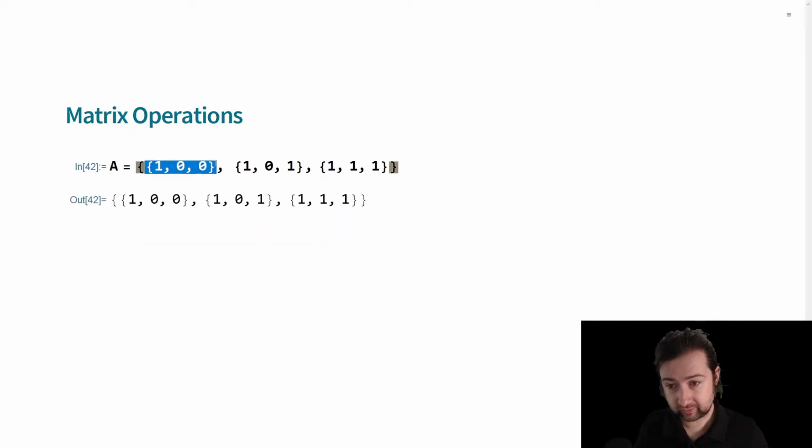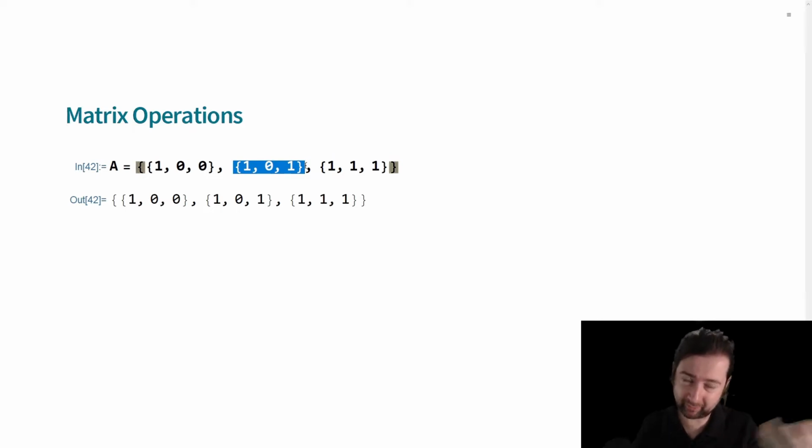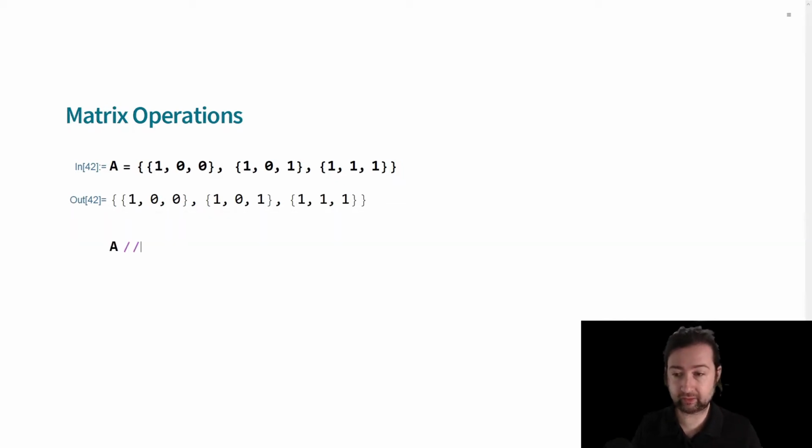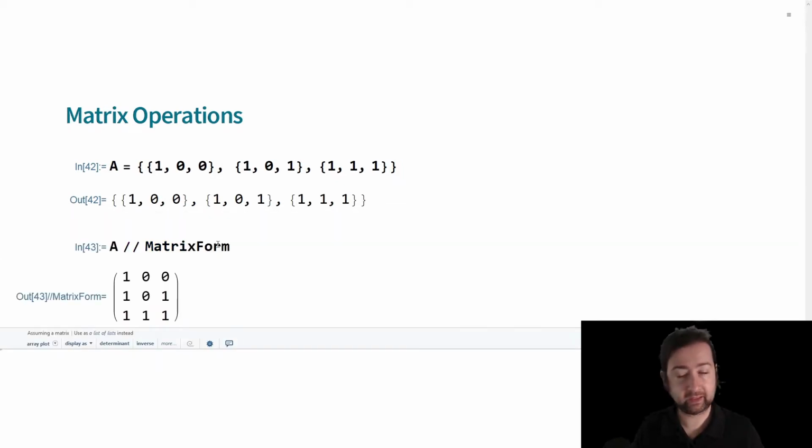Each sublist we think of as a row of the matrix, and there's 3 of them, and they all have the same length, so that's important for a matrix, is that you have the same number of elements in each row. And we can actually visualize that as a matrix by using the command MatrixForm, which we've already seen. And from this standpoint, Mathematica just treats A like a matrix.